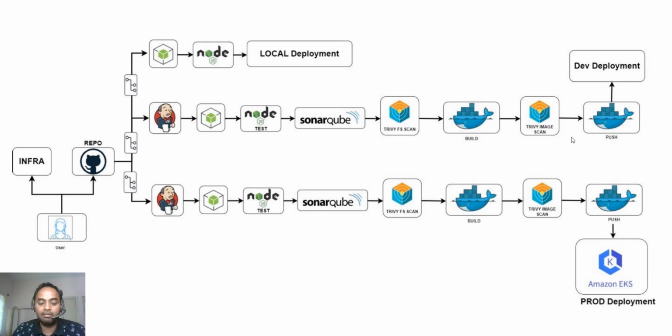Then we have a Docker push. Once the scans pass, the Docker image is pushed to a container registry. It can be Docker Hub, making it available for deployment. Finally, the app is deployed in a development container environment for integration testing and validation.